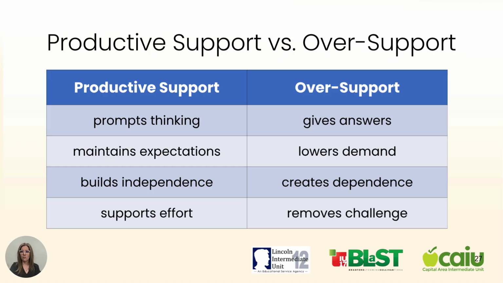One thing we always want to think about is whether the support we're providing is helping build independence or unintentionally creating dependence. Productive support helps students stay engaged in the thinking and learning process. That might include prompting students to explain their thinking, helping them get started, asking guiding questions, or encouraging them to use strategies they already know. Oversupport, on the other hand, often removes too much of the thinking from the task. That can look like giving answers too quickly, completing parts of the work for the student, simplifying tasks immediately, or stepping in before the student has had time to process or struggle productively.